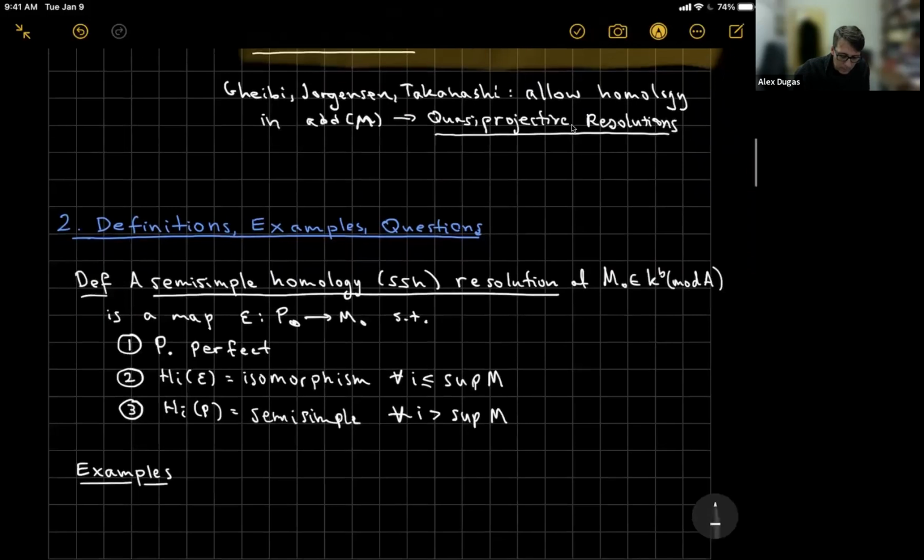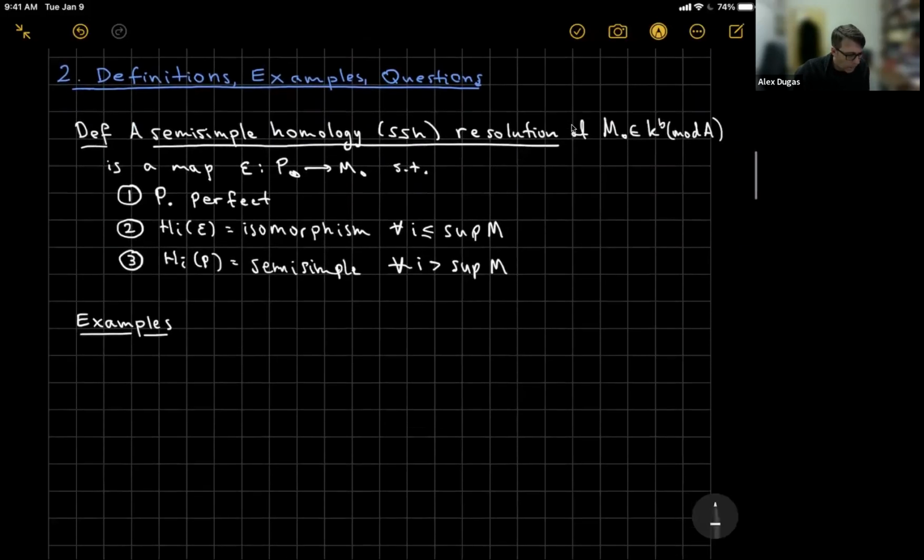Okay, so let's look at some simple examples. First of all, if M has finite projective dimension, then of course a usual projective resolution of M will work.